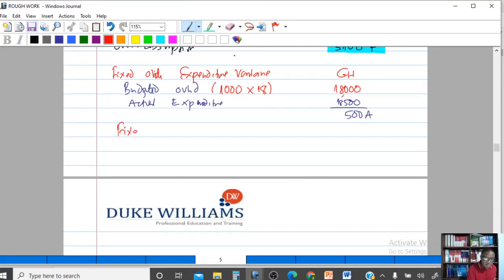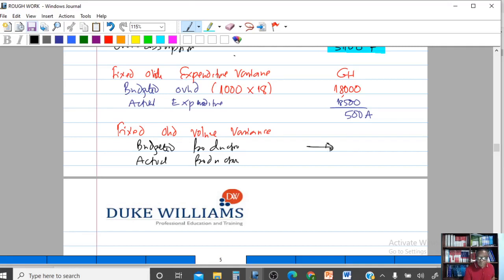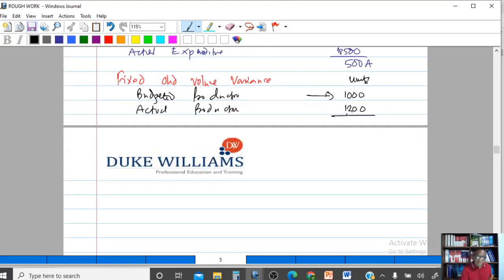fixed overhead volume variance. So here I can say budgeted production against actual production. So let's look at that. Yes, budgeted comes to 1,000, actual comes to 1,200. So that sounds like good news. Okay, this is in units. So then I'm looking at 200 favorable, 200 units favorable.